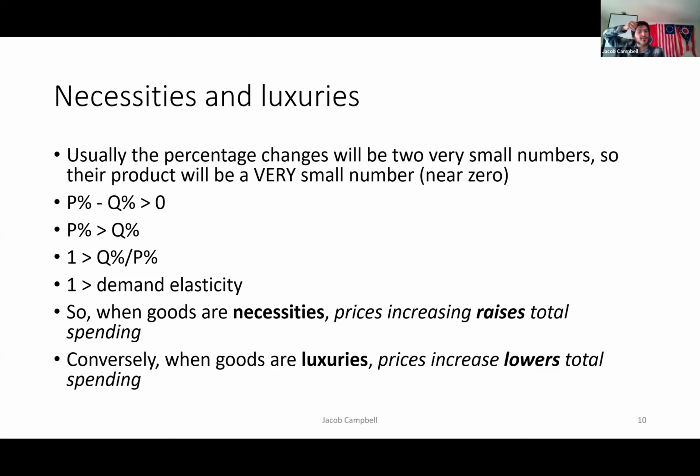Your luxuries, on the other hand, those are the goods which they increase the price, you get angry, and you stop spending as much because you're not willing to pay that much. A very good example of that would be movie theater tickets, right? It's a cliche at this point. Nobody goes to the movie theaters anymore. Their revenues are dropping dramatically because people are not willing to put up with the price hike, and they end up going to the movies so much less that the movie theaters are actually losing.